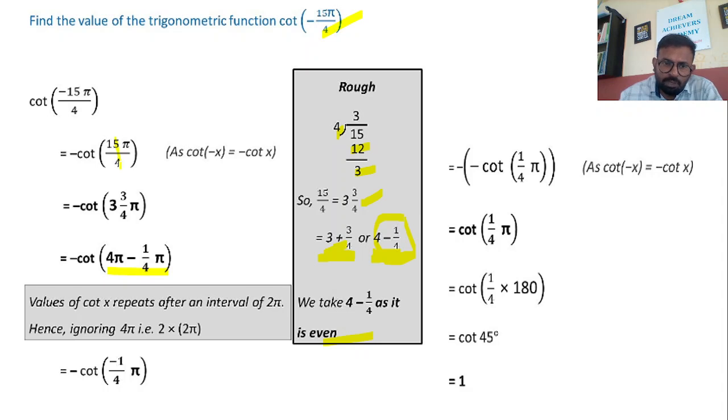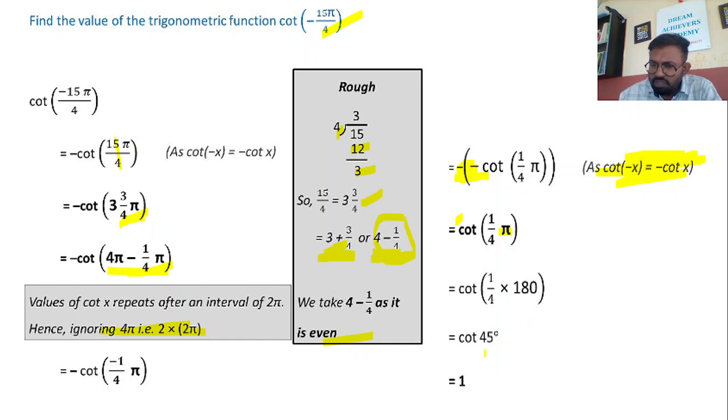So 15 pi by 4 I will write as 3 3 by 4 into pi. Instead of that I can write 4 pi minus 1 by 4 into pi. Here 4 pi will be neglected, so I will take only minus pi by 4. Cot of minus x can be written as minus cot x. Remember this. That's why here it will become minus into minus, plus cot pi by 4.